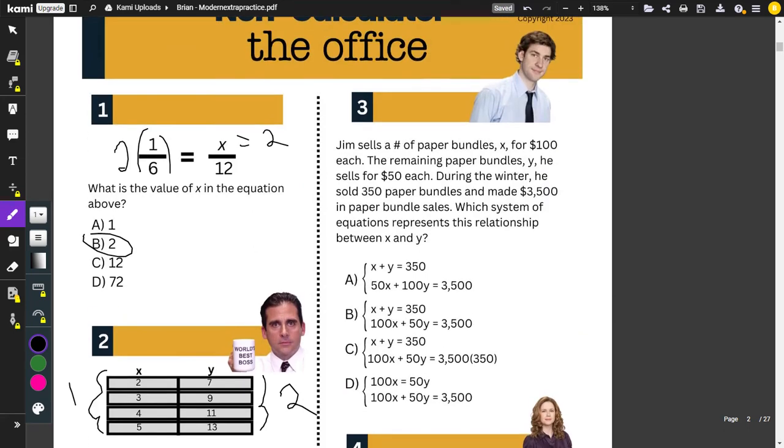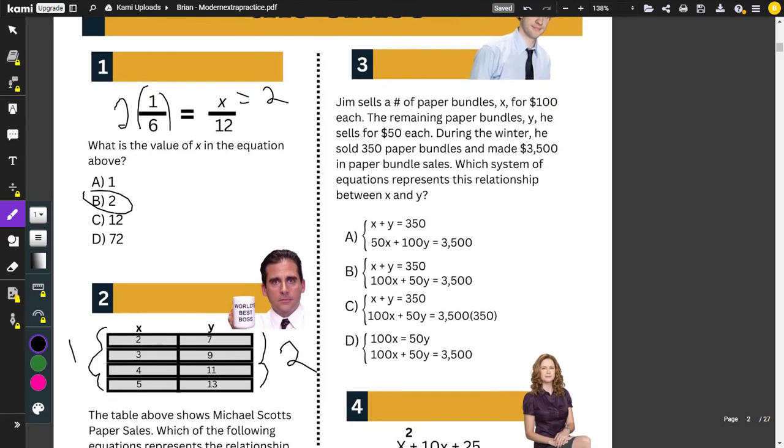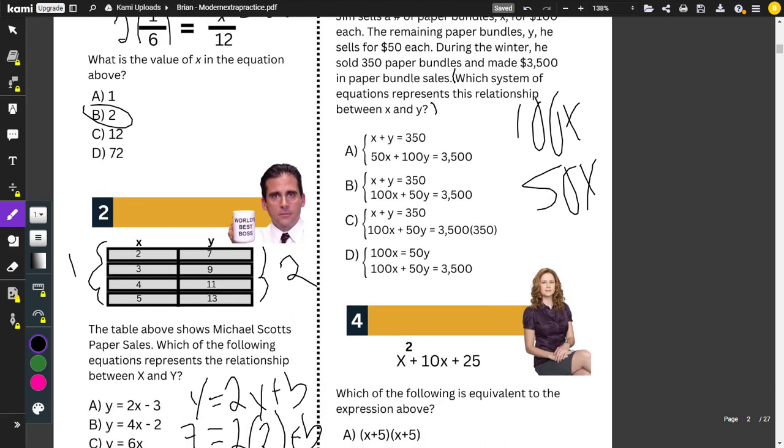All right, question 3. Jim sells a number of paper bundles X for $100 each. The remaining paper bundles Y he sells for $50 each. So we can see that X is 100, and Y is 50. During the winter, he sold 350 paper bundles. That's just unnecessary. You don't really need to read that besides this part, which is what the question is asking you. Which system of equations represents this relationship between x and y?